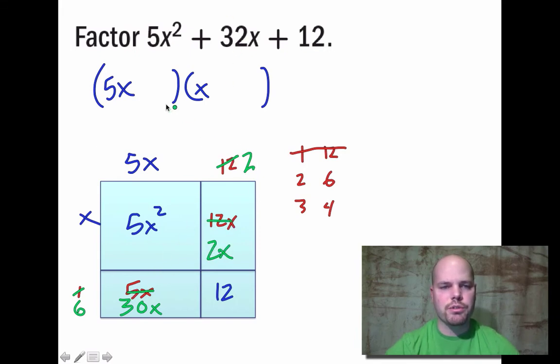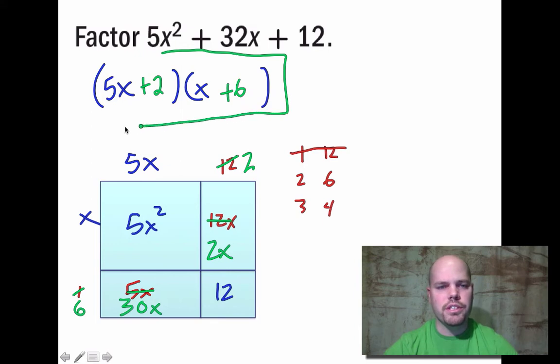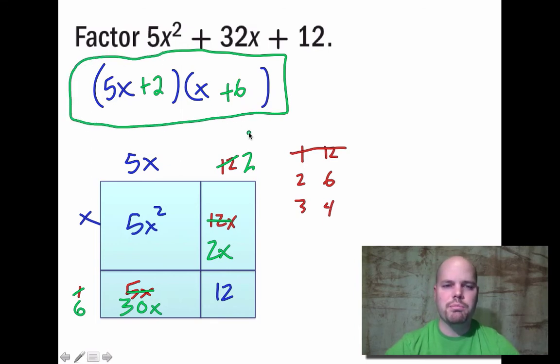So this has to work. So it's going to be 5x plus 2 and x plus 6. If we would have gone to 3 and 4, none of those combinations would have worked. So this factors into the quantity 5x plus 2 times the quantity x plus 6. And that's the only way that will factor with linear factors and integer factors.